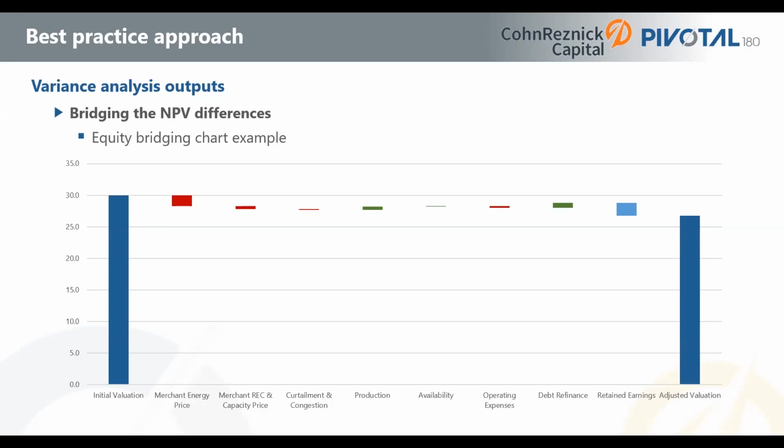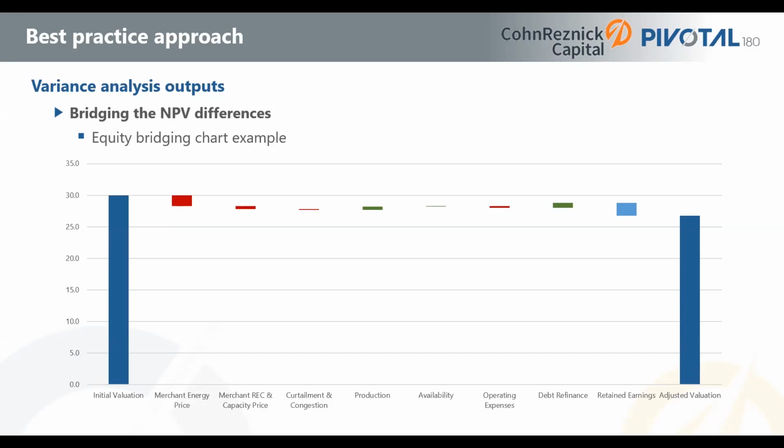Just to summarize here, an equity bridging chart is another key chart that can be used to graphically show the impact of various factors on valuation. Valuation changes can be attributed to variations in performance due to internal and external factors, as well as retained earnings that are either reinvested or distributed to shareholders.